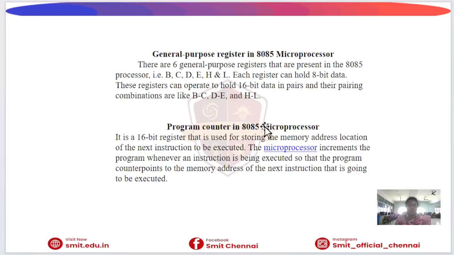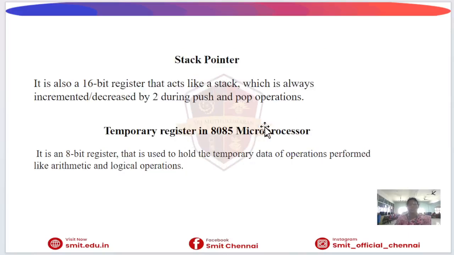Then the program counter is a 16-bit register and it stores the address of the next instruction. The importance is to ensure the instructions are executed sequentially. If the current instruction is at address 2000H, after the execution, the program counter becomes 2001H. So these are the program counter and the general purpose registers.